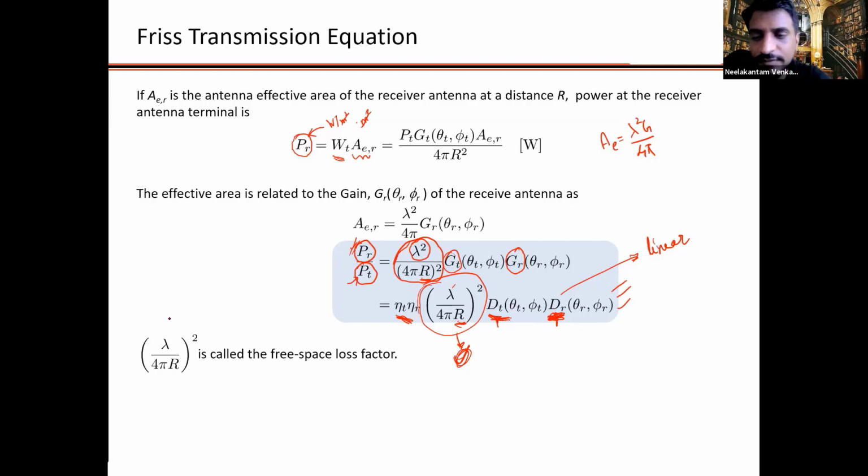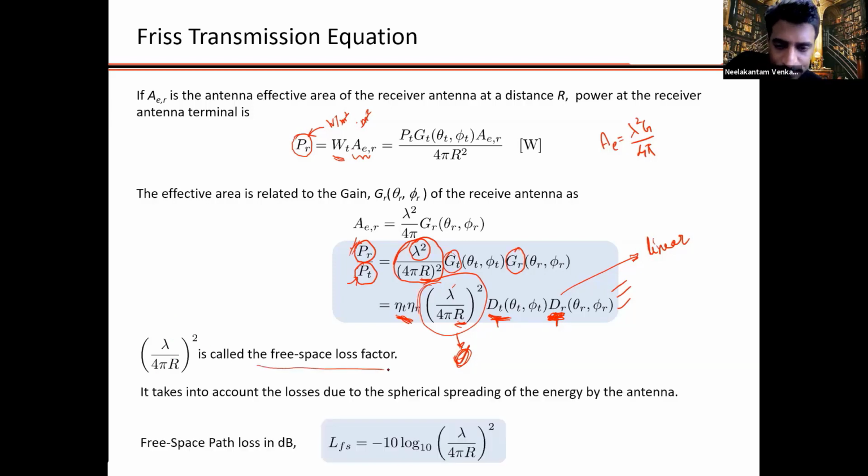So this particular term, lambda square over 4 pi r square, is called the free space loss factor. And since loss is the negative of gain, you can define the loss in dB as negative 10 log 10 of lambda over 4 pi r square. So that's the free space loss in dB.